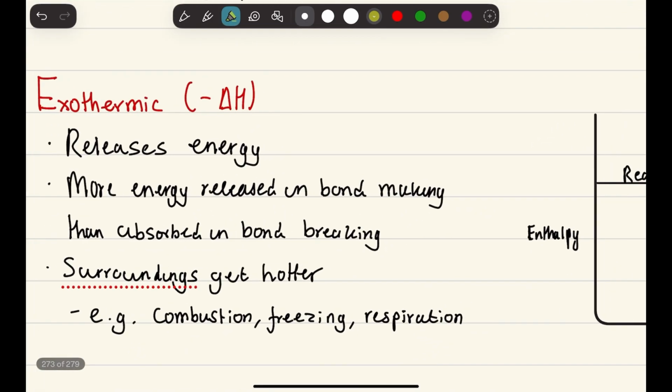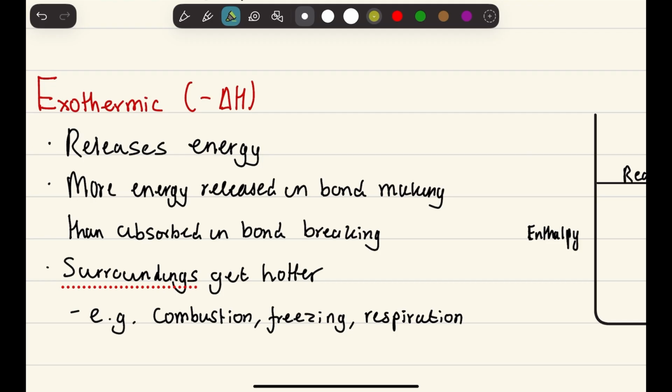Now, if we had a negative enthalpy change, we're saying it's an exothermic reaction, right? Exothermic reactions release energy to the surroundings, yeah? So we have the converse of the definition we had for endothermic. More energy is going to be released in that bond making process than is absorbed in that bond breaking process, yeah? Your surroundings are going to get hotter. So we're going to have combustion, freezing, respiration. I think freezing is kind of a weird one to be exothermic, but it is. So just know your surroundings are getting hotter: combustion, freezing, respiration.